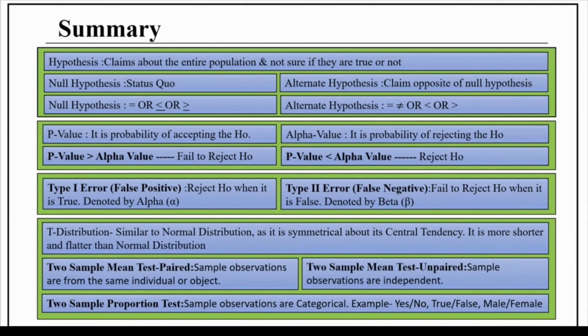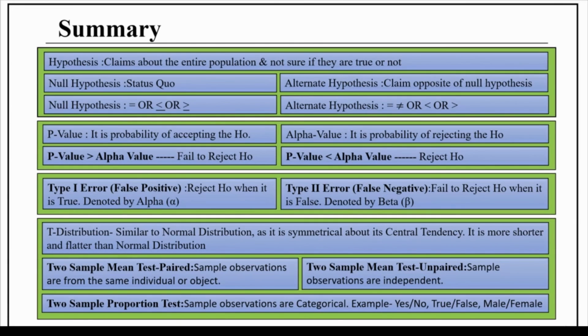Then about the t-distribution, which is similar to normal distribution as it is symmetrical about central tendency and it is shorter and flatter curve as compared to normal distribution. Then two sample mean test paired. In this sample observation are from the same individual or object. Then two sample mean test unpaired. In this sample observations are independent.